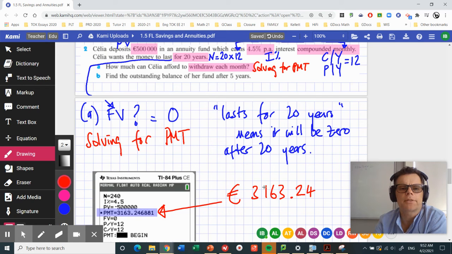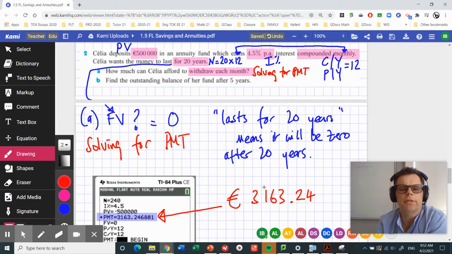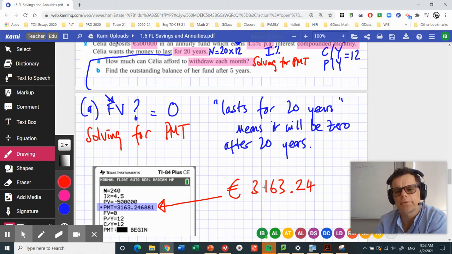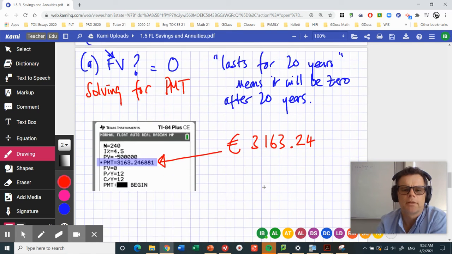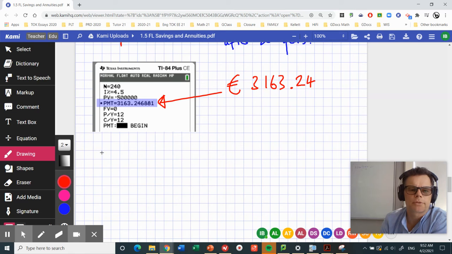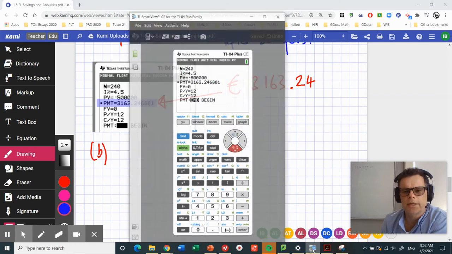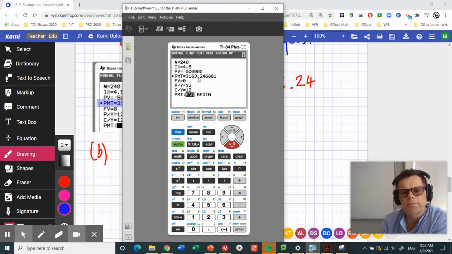Part B, find the outstanding balance of a fund after 5 years. What does that mean? Well, it means she's taken these payments out for 5 years. And you might think, well, that's easy, you just work it out and subtract it from 500,000. No, because you've forgotten about the compounding of interest on what she still has left. So now, of course, you have to use the GDC again. You know she's taking this much out, PMT, every month. You just found that out in part A.